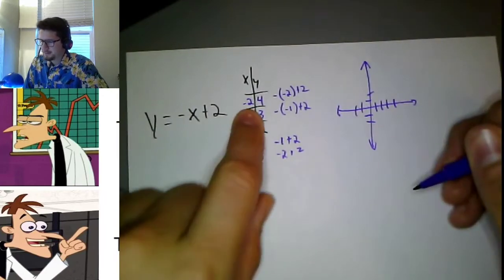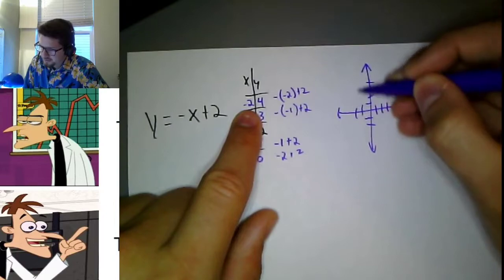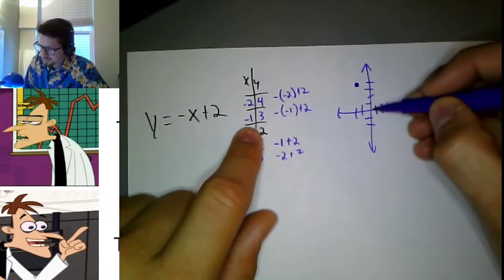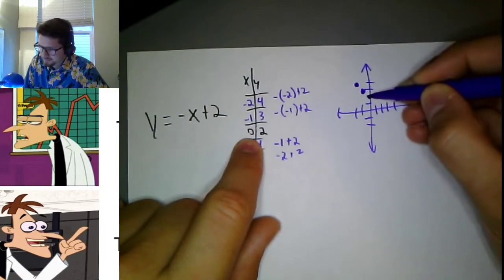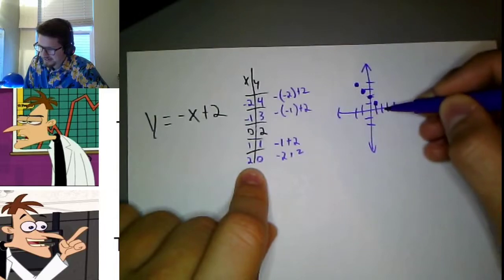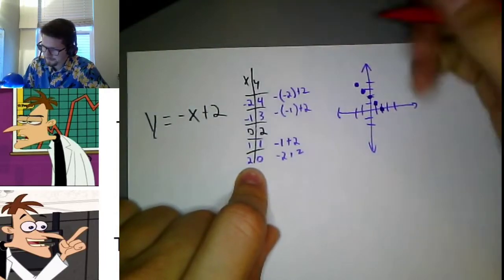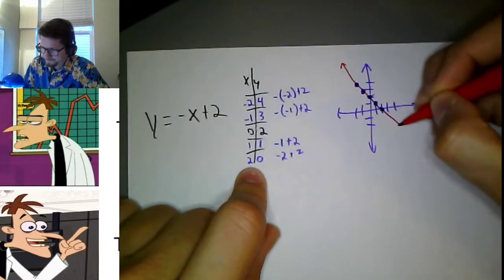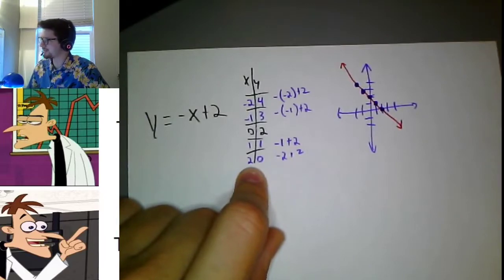So what do I get? I have to go left 2, up 4, left 2, up 4, left 1, up 3, not left or right, up 2, over 1, up 1, and right 2, don't go up or down. I end up with a nifty little line from top to bottom. It looks like a curve. I meant to draw a straight line. Sorry, bad art skills.